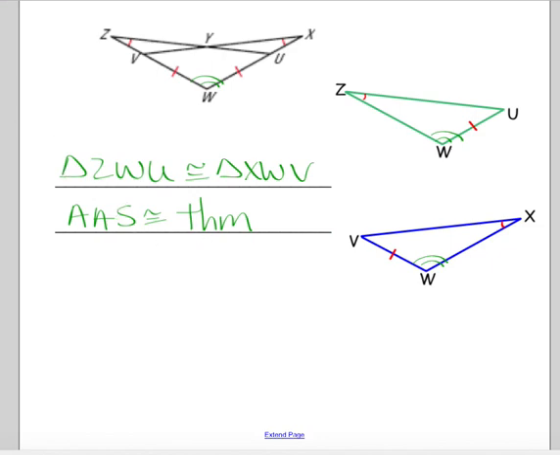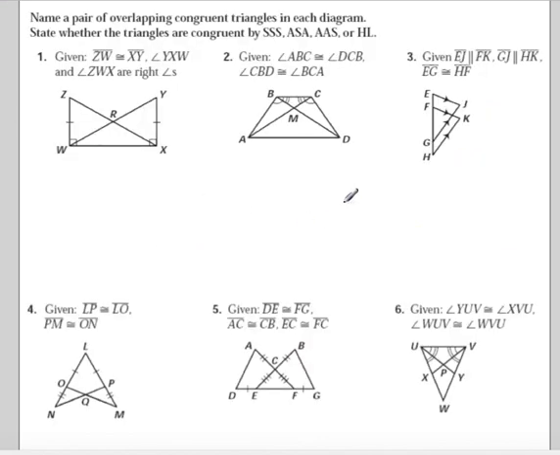And then like I said, I want you to look at this next page by yourself. I want you to try it out, draw them separate, figure out what they share, figure out why you think they're congruent, name the triangles, and I want you to check that with me in class.